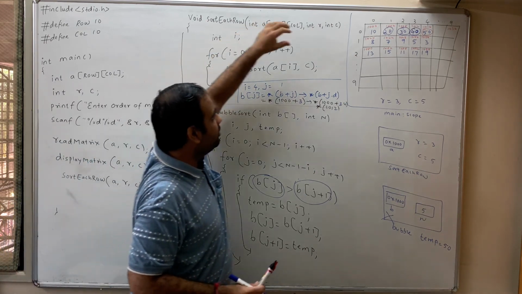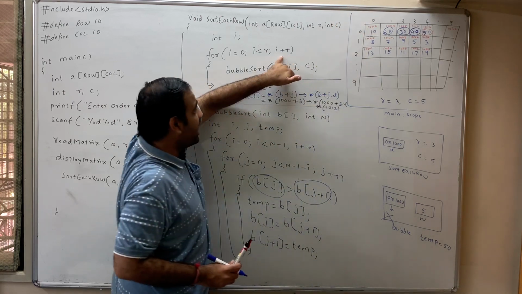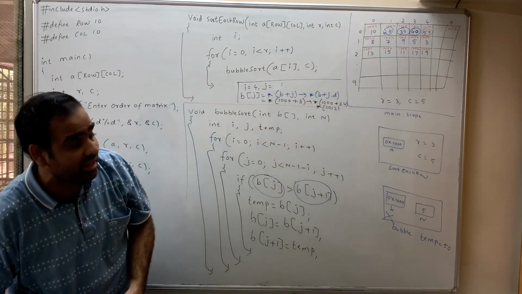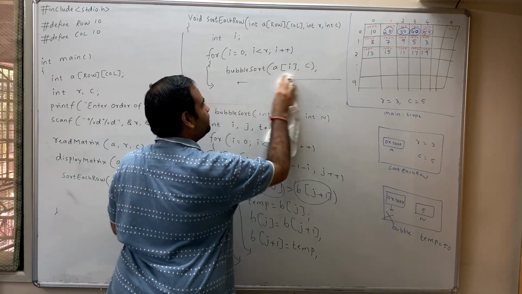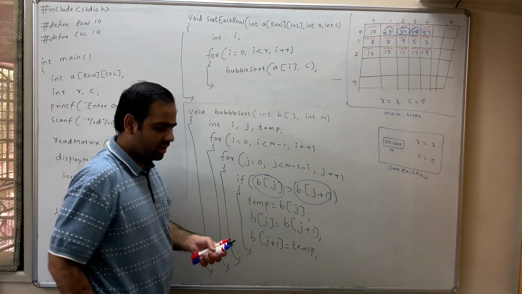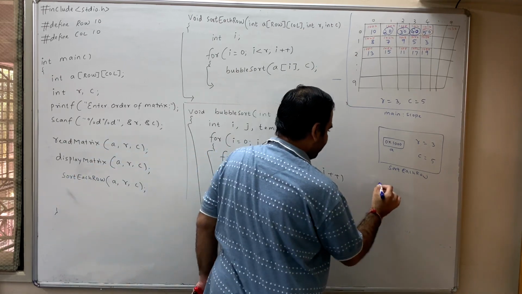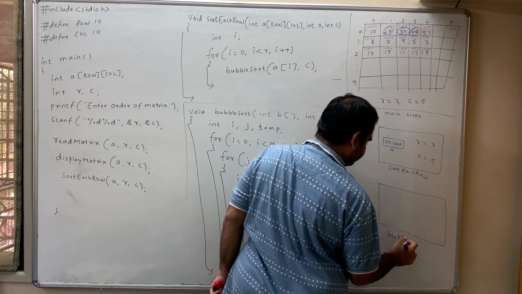And when you come here, you see that the first row is completely sorted. Now again you say i++, the value of i becomes 1, 1 less than 3, yes sir, 1 is less than 3. Now if 1 is less than 3, again the function bubble sort is being called, and whenever bubble sort is called, the scope of bubble sort gets activated.